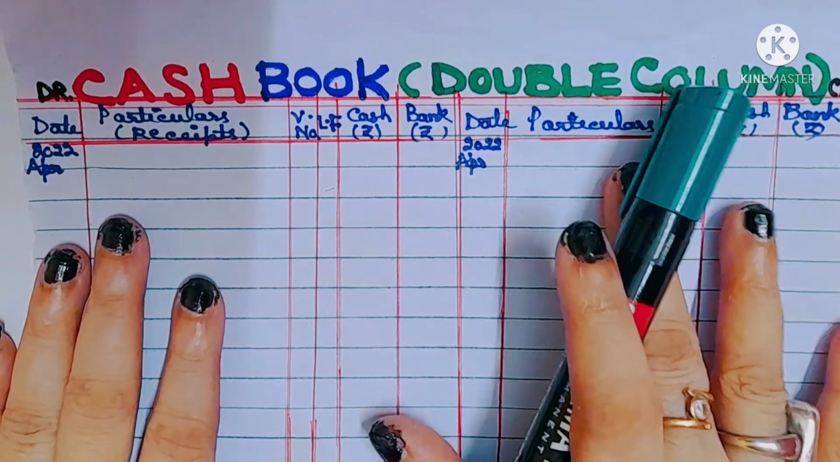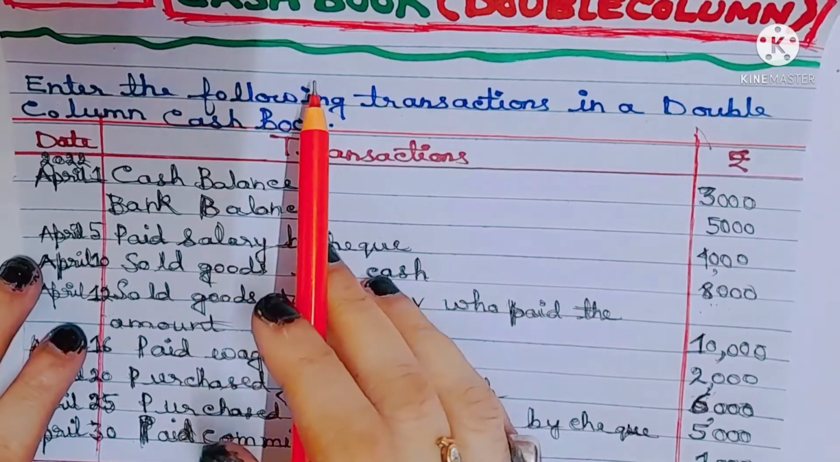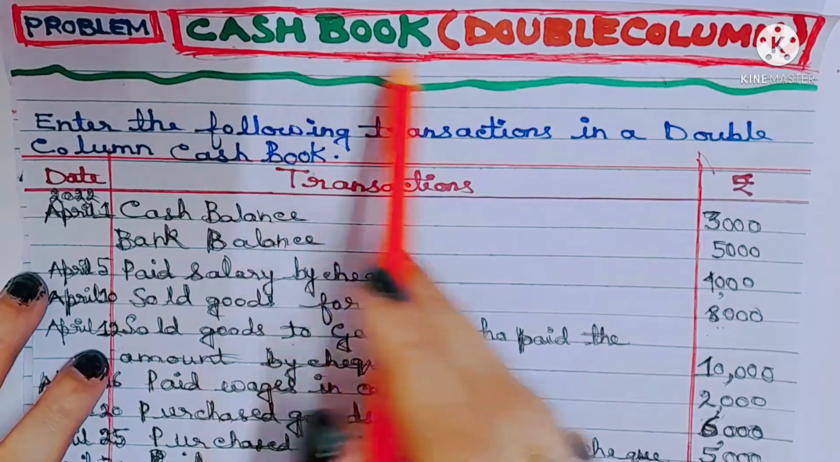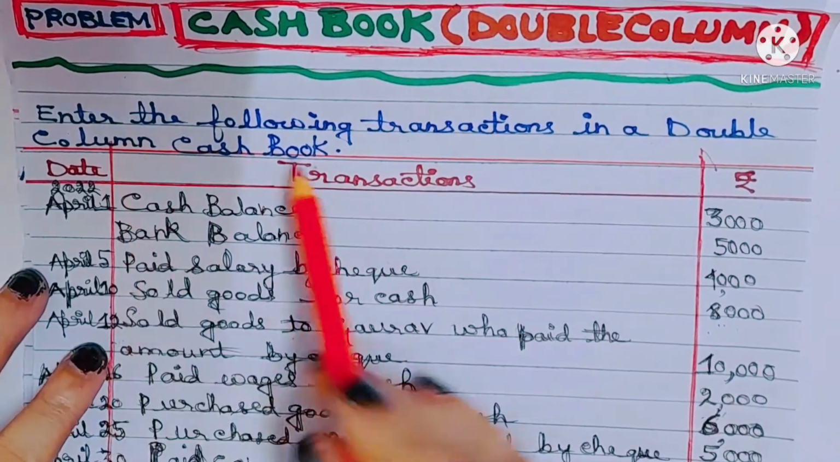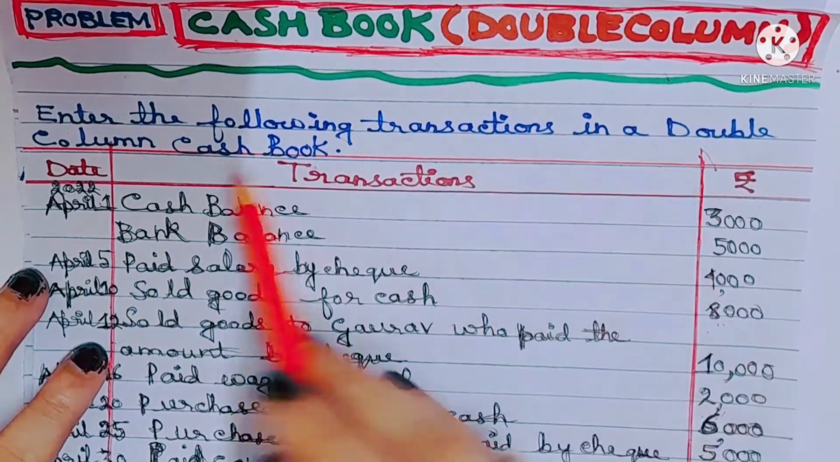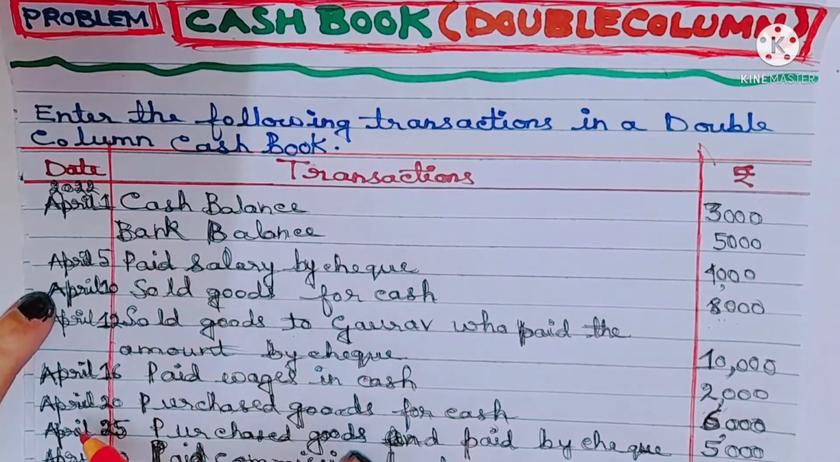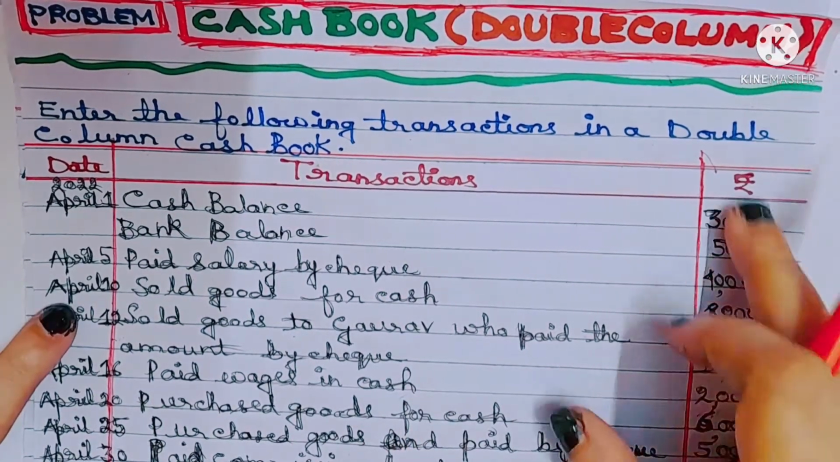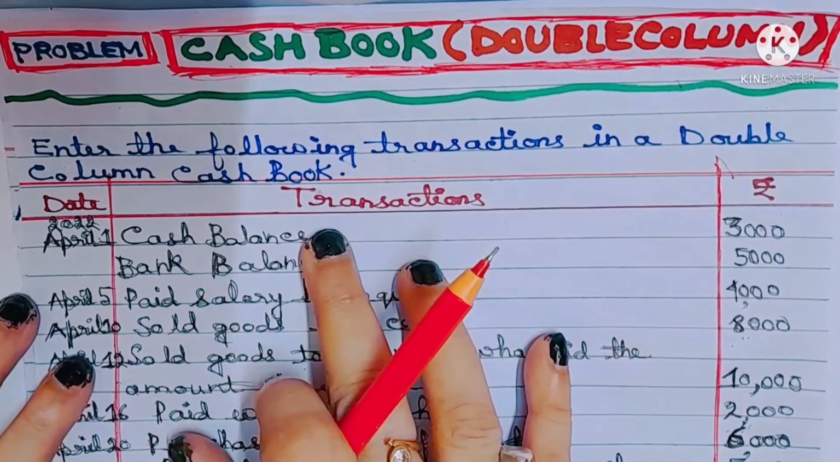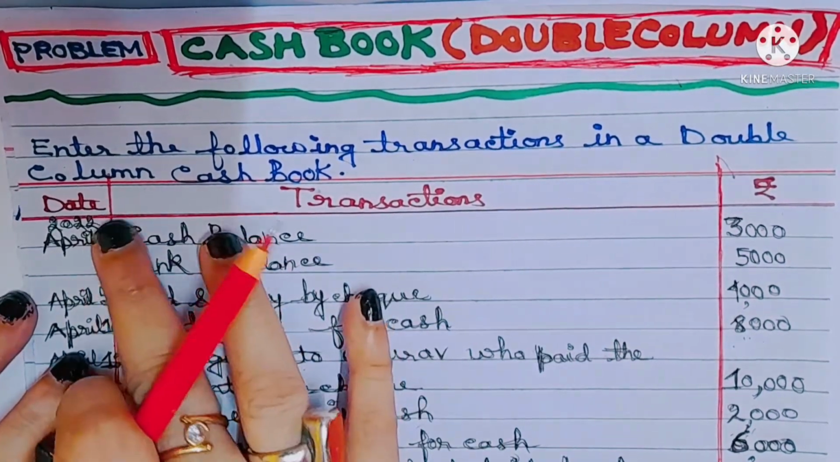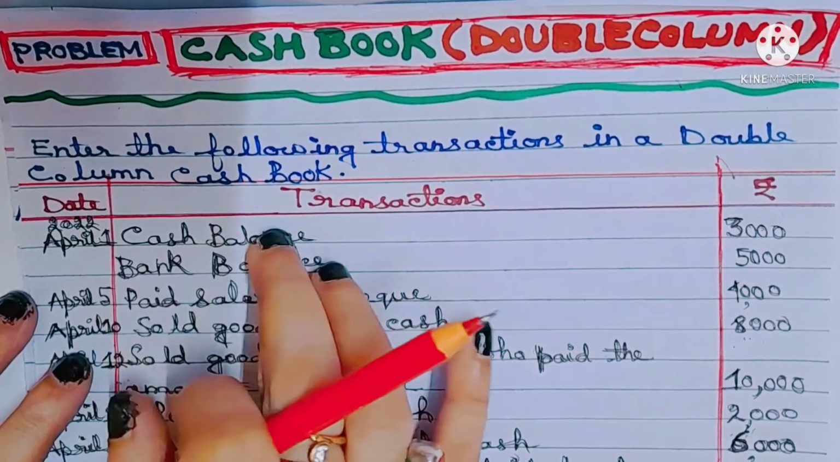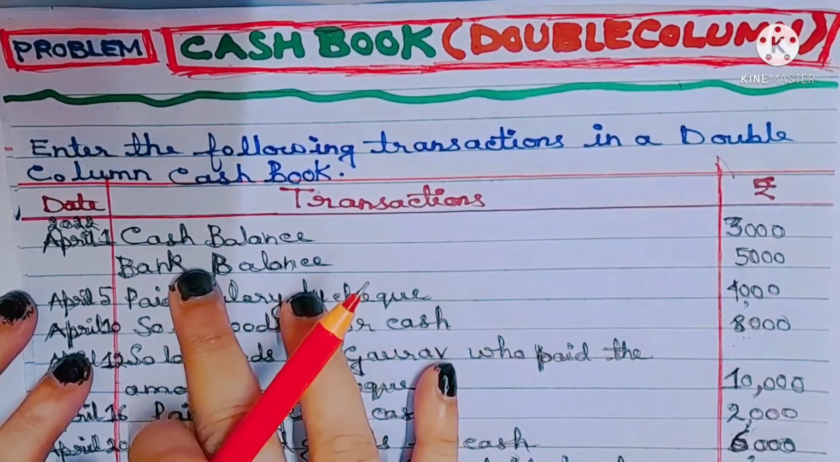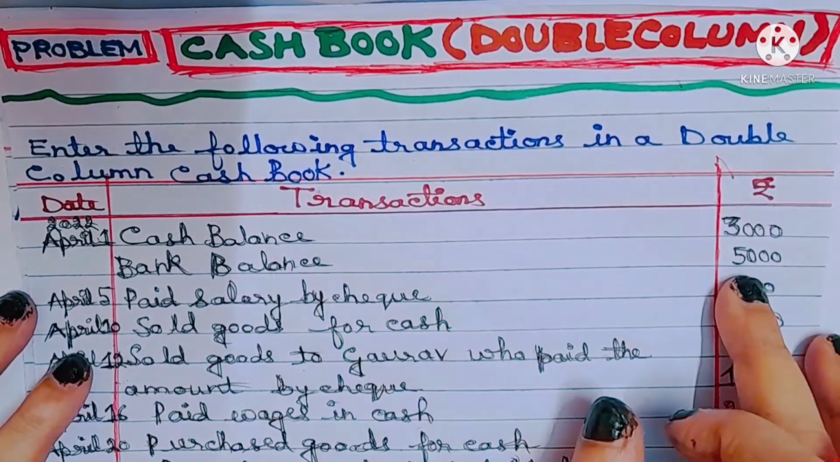Now let's go through the problem. Here is the problem. Cash book, double column. Enter the following transactions in a double column cash book. Here is the column of date, here is the column of transactions, here is the amount column. The first transaction is 2022 on 1st April. Cash balance is 3,000 and bank balance is 5,000.